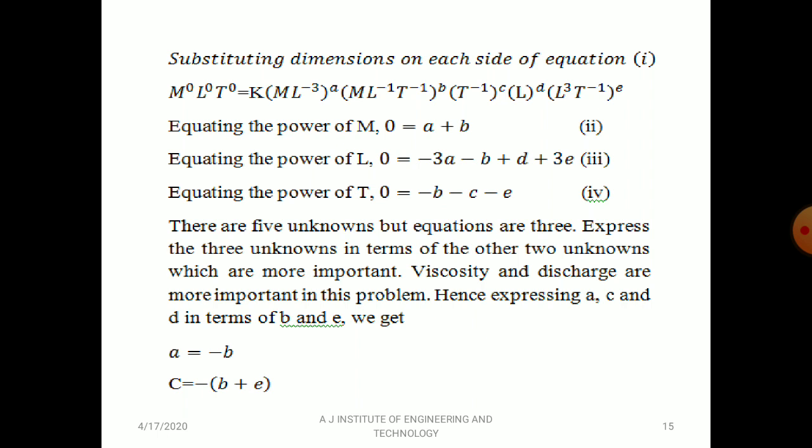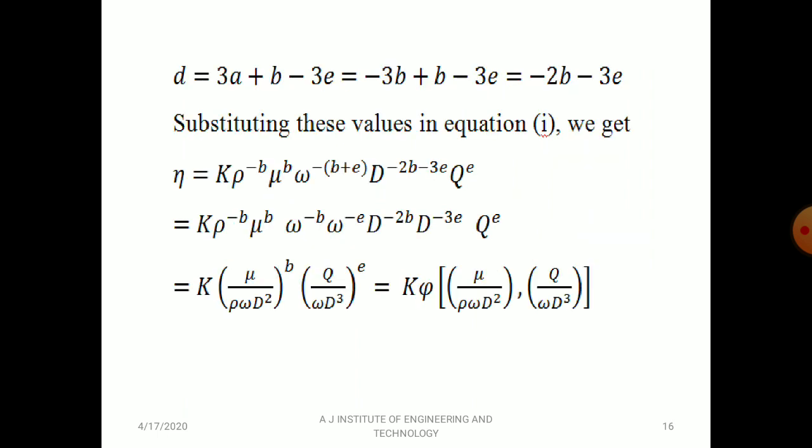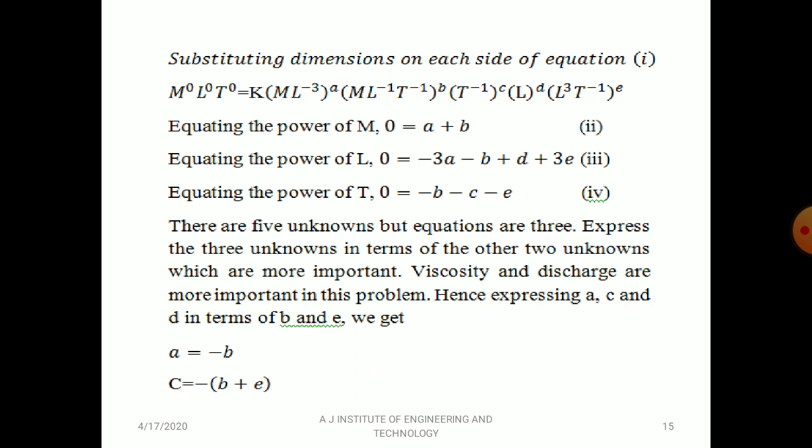So I get the expression for C, that is equal to minus B minus E, that becomes minus into B plus E from equation 4. Similarly, from expression 3, I can give the expression for D as D equal to 3A plus B minus 3E. Now, I know the expression for A as minus B, so I will substitute minus B in place of A. So minus 3 into B plus B as it is minus 3E. So I get the expression for D as minus 2B minus 3E. Now A, C and D are expressed in terms of B and E. So we reduced the 5 unknowns to a 3 unknown problem.